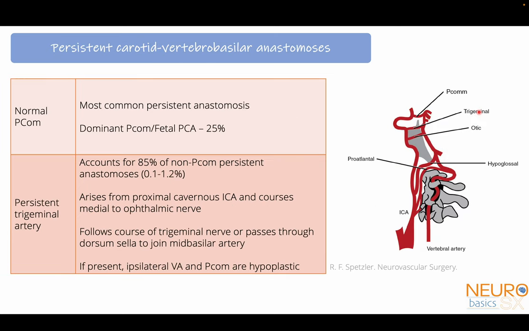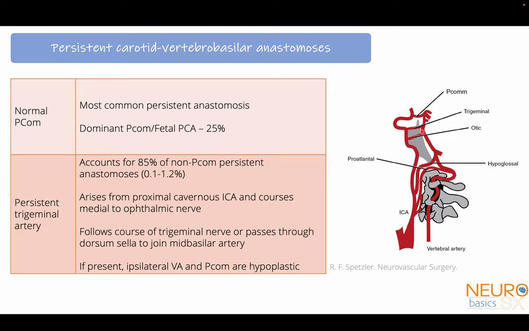Okay, so as we saw, the initial supply of this basilar artery or the longitudinal plexus in front of the rhombencephalon is initially only from the ICA. As the PCOM takes over, these different anastomotic connections will disappear. There is a chance at times when these anastomotic connections do not disappear and they persist. So that is known as a persistent carotid-vertebrobasilar anastomosis. So a normal PCOM is the most common persistent anastomosis, and the dominant PCOM or fetal PCA is present in about 25% of individuals. In the fetal PCA, the PCA itself is supplied by the ICA.